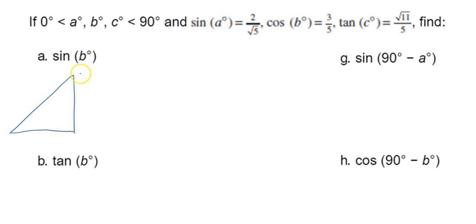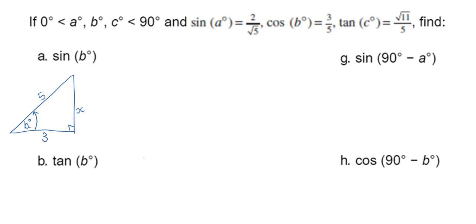So sine of B. So let's say that's B degrees there. Now we don't know anything about A. We do know that cos of B is 3 over 5. So here, if we used cos, we'd be adjacent over hypotenuse. Okay, it's a ratio. Adjacent over hypotenuse. And we can use that information to find this missing side. And when we had that missing side, we could find sine of B.